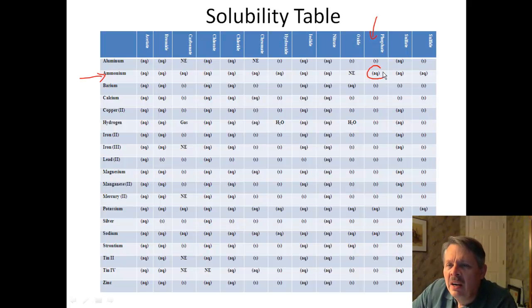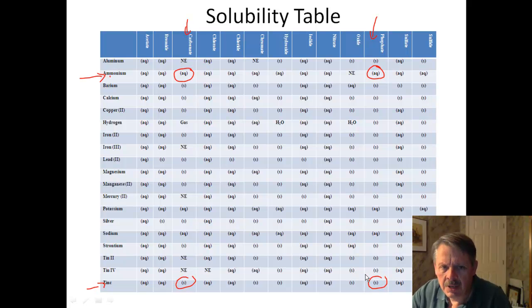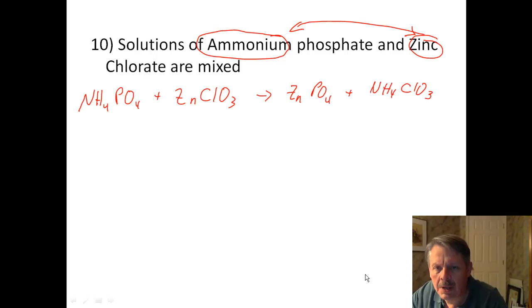Phosphate, aqueous. Zinc carbonate. Carbonate is there, and zinc is all the way at the bottom. We have a solid for zinc carbonate. So let's look at our other ones. We're going to have ammonium carbonate, which is aqueous, and we're going to have zinc phosphate is a solid. All right, so zinc phosphate is a solid and zinc carbonate is a solid.